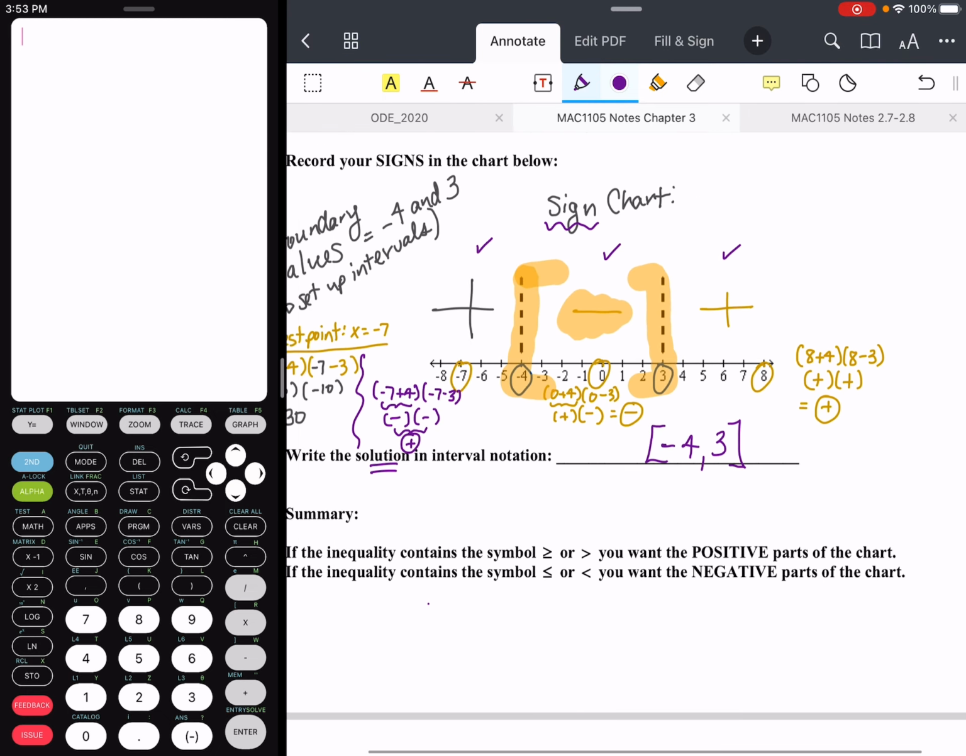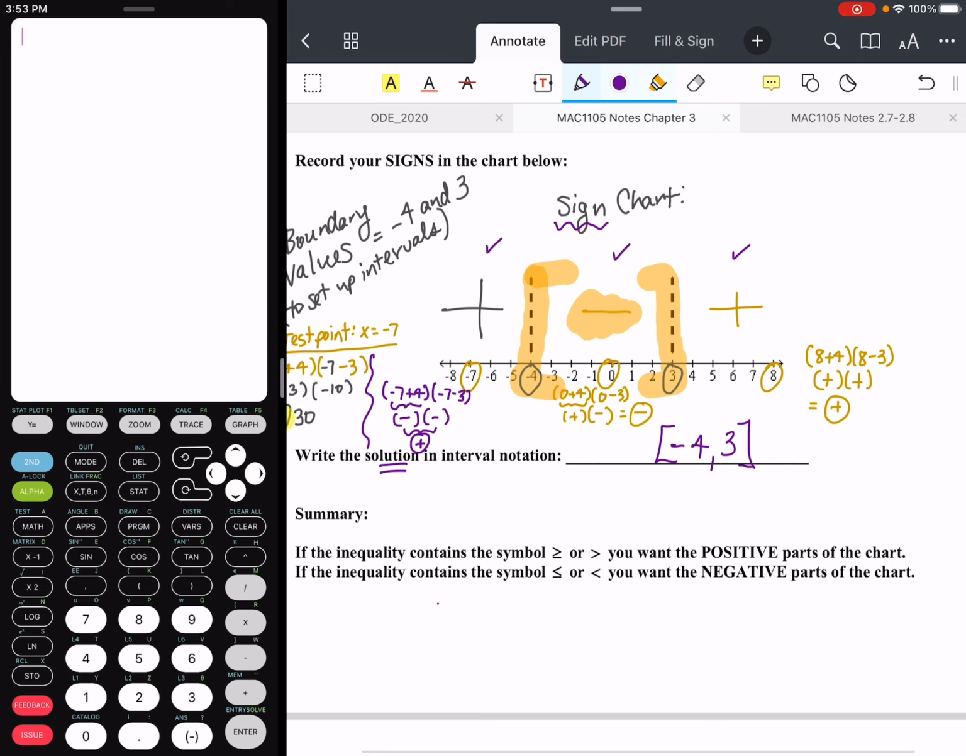Okay, so your rule down here: if the inequality symbol contains greater than or equal to or greater than, you want the positive parts of the chart. If your inequality contains less than or equal to, you want the negative parts of the chart, and that's the rule that we just followed, right?